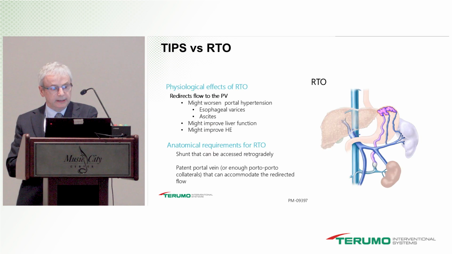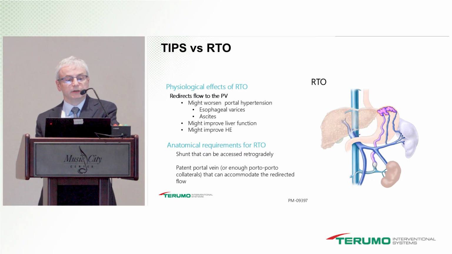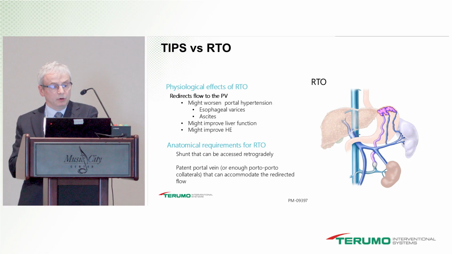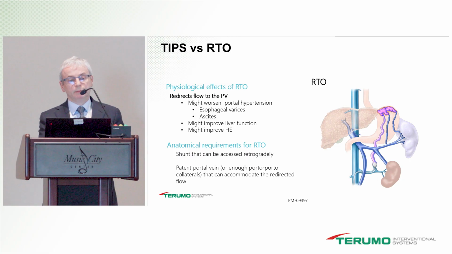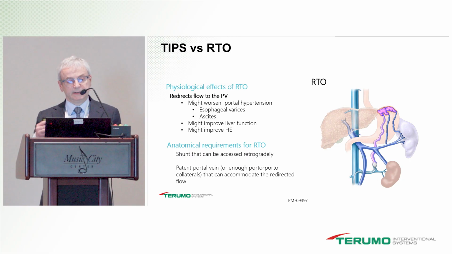RTO is very different, and I acknowledge we didn't understand it at the beginning. Now I think I understand it very well. It redirects the flow to the portal vein. So this might worsen portal hypertension and might worsen esophageal varices and ascites, but these complications might be controlled, and if they are not controlled, you can complement it with a small TIPS, and it might improve liver function, especially if you are not beyond that point of no return, and this is what that study shows.